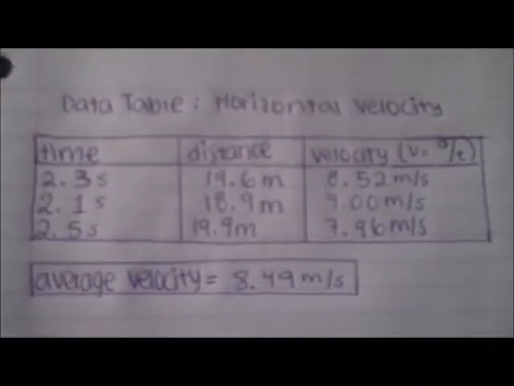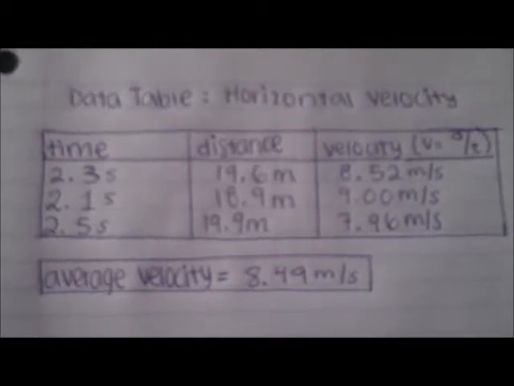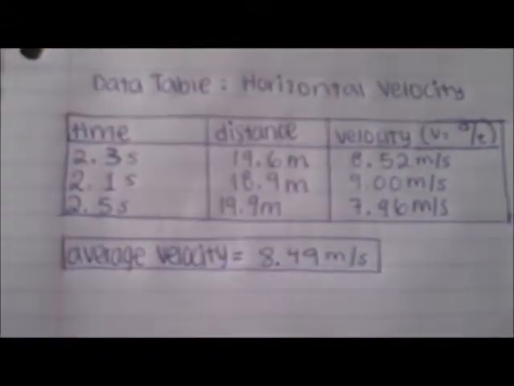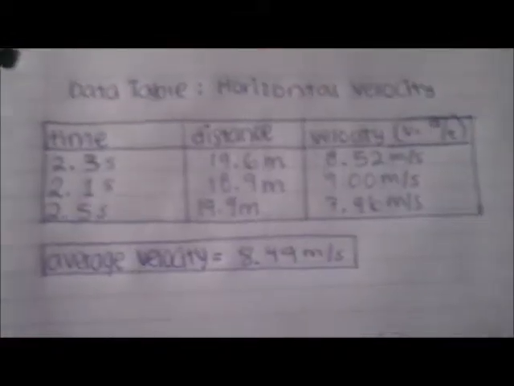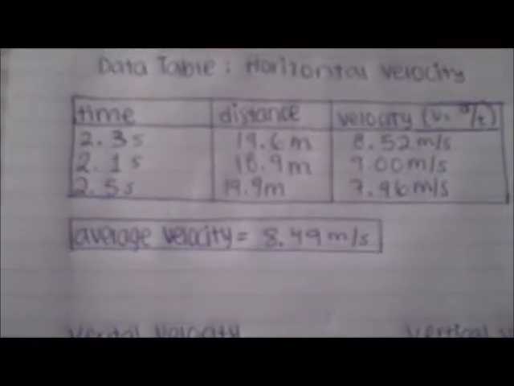This is the data table showing how I got my horizontal velocity. When I tried out my project, I timed it to see how long it would take to go a distance of 20 meters. It didn't actually reach 20 meters each time I tried it out, but I still got the time and the distance. To calculate the velocity, I used v equals d over t, which is distance over time. So I divided each distance by the time. Then I took the average of the three trials to get the average velocity, which is 8.49 meters per second.